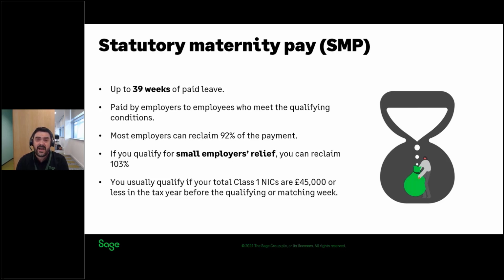So a good way to check that is to have a look at maybe your P32 report for the previous tax year, run it for the full year, and then you'll see your gross national insurance, that's your total class 1 national insurance figure on that report.